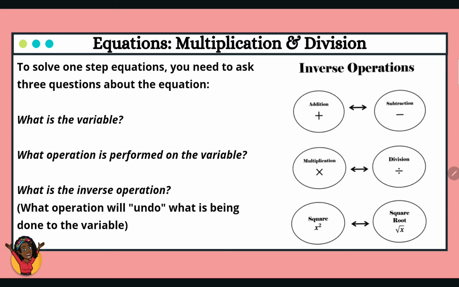To solve one-step equations, you need to ask yourself three questions. What is the variable? What operation is performed on the variable? What is the inverse operation? Inverse operations are operations that undo what is being done to the variable. For today's lesson, we're focusing on multiplication and division, and these are inverses of each other. So multiplication will undo division, and division will undo multiplication.